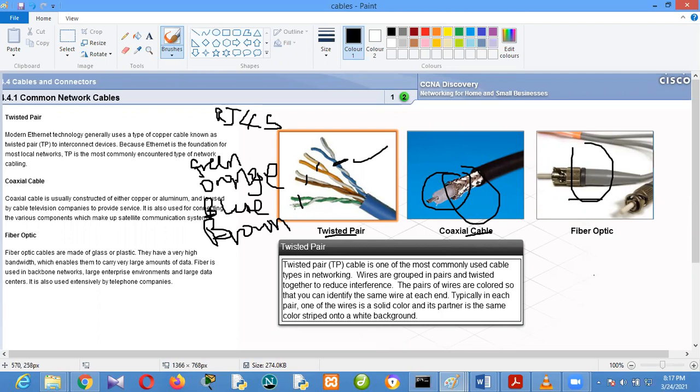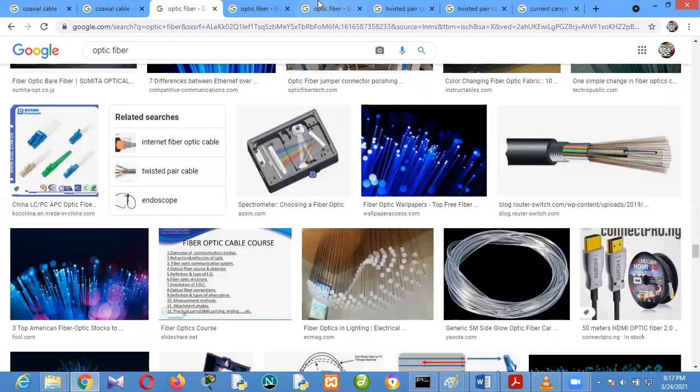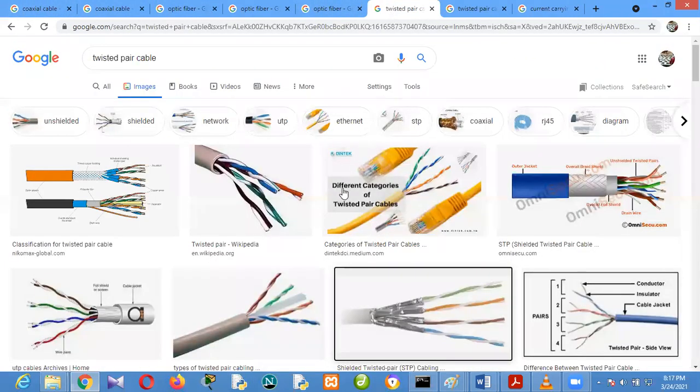Like when you see this one, this is green stripe. This is solid color of green. This is brown solid, brown stripe. Orange solid, orange stripe. Blue solid, blue stripe. It's the same thing here too. Maybe you can see clearly from here. Twisted pair, it's somehow clear.